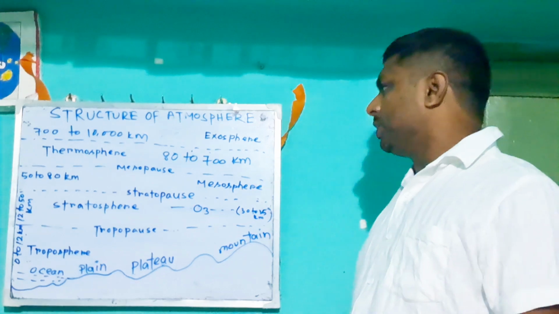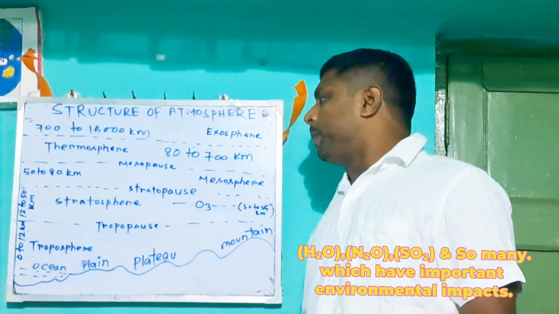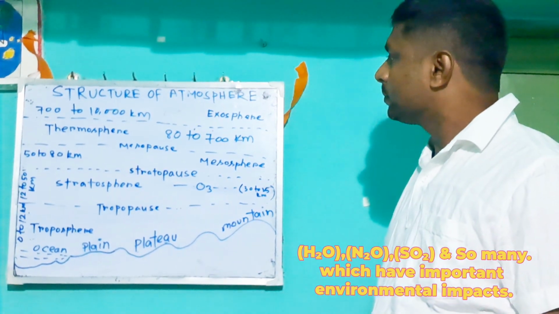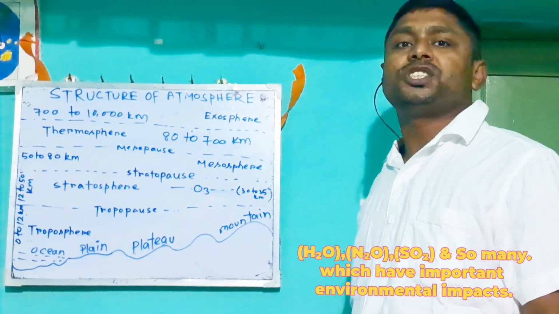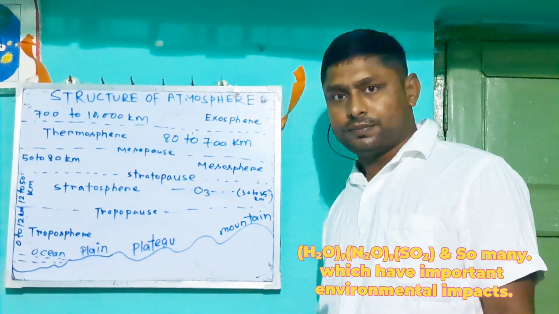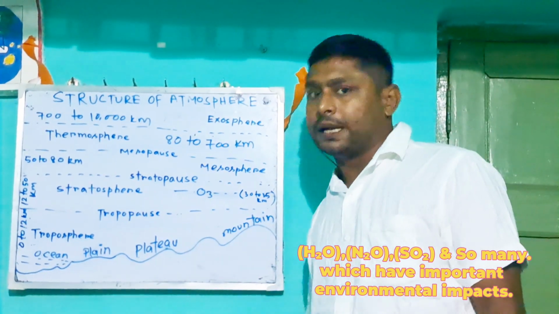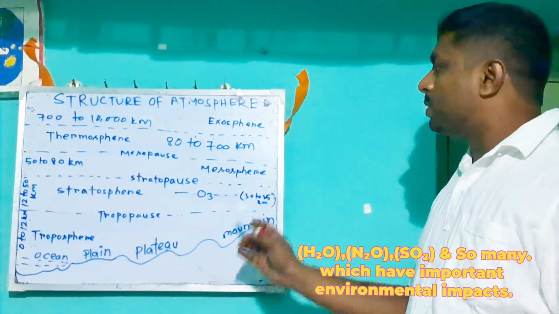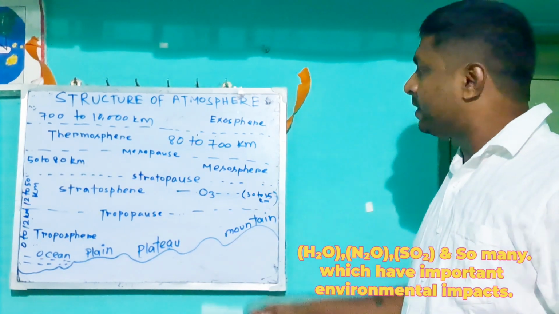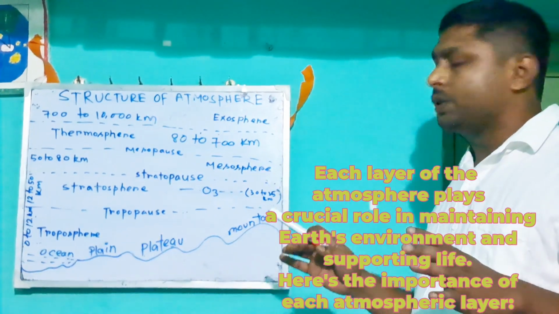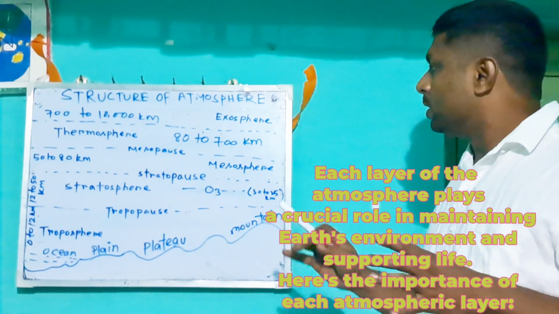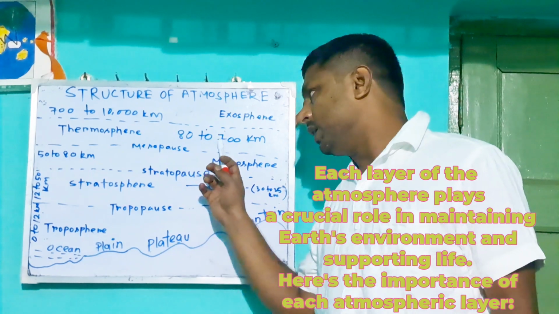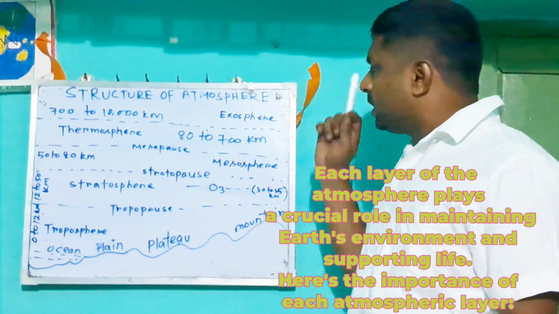And one important thing is also present in this layer: the satellite station. We know that artificial satellites are observed by this satellite station. That is a very important resource for us. So this satellite station is present in this layer only.